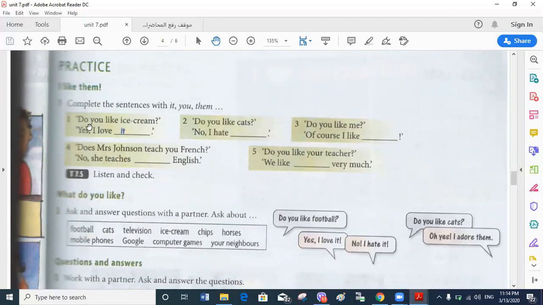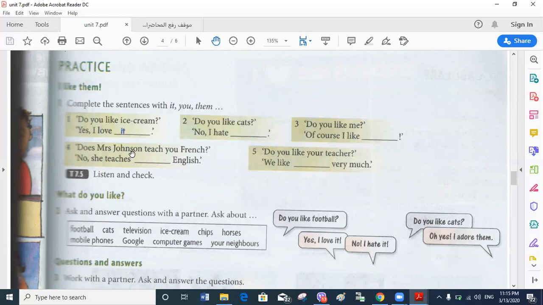Now, complete the sentences with it, you, them, I mean the object pronoun. So do you like ice cream? When you using the object pronoun for ice cream, it will be it. Yes, I love it. So what about cats? Do you like cats? No, I hate them. So do you like me? Of course I like you.